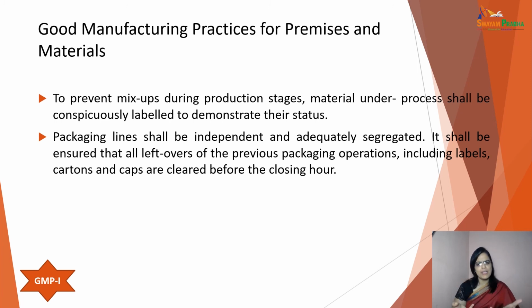To prevent mix-up during production stages, material and processes, continuous labeling should be there and it should be maintained. All equipment used for production shall be labeled with their current status, whatever the procedure is going on for them. The packaging line shall be independent and adequately segregated from manufacturing. That means the manufacturing area, the quality control area, and the packaging area should all be segregated completely. They should not use the facilities of one another in any case.